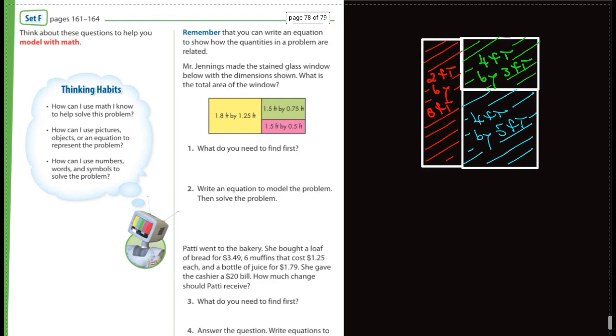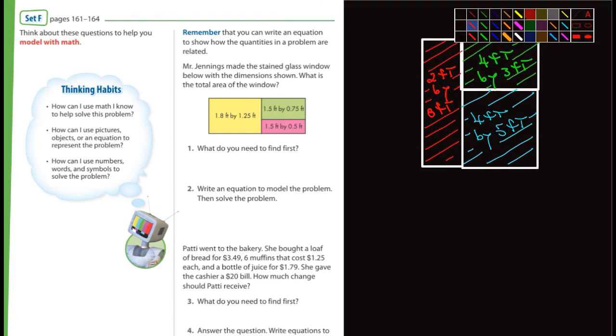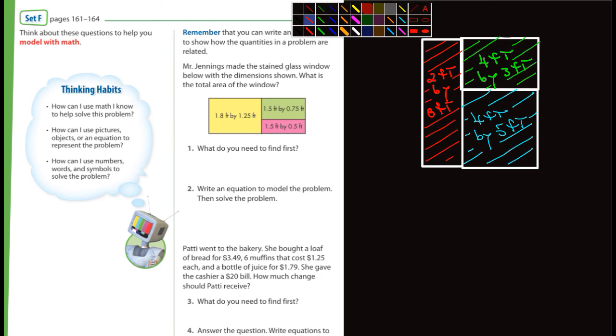Next page. So, this one, let's look at this for a moment. It says, Mr. Jennings made a stained glass window below with the dimensions that he's shown. What is the total area of the window? Well, there's a couple different ways you can do this. One way is to figure out the area of the yellow and the area of the green and the area of the red or pink or whatever color it is, and then add all 3 together. That's one way you could do it.